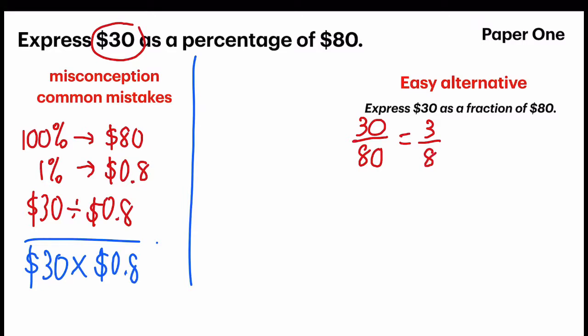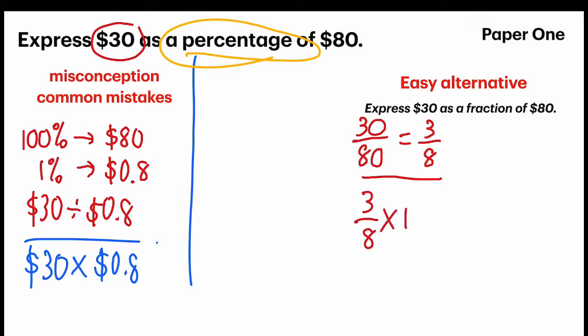Now, what's the difference between expressing fraction and percentage? Remember, the meaning of percentage is things that are out of 100. Okay, you're finding percentage. So I would use this 3/8 and I multiply by 100 to find the percentage.